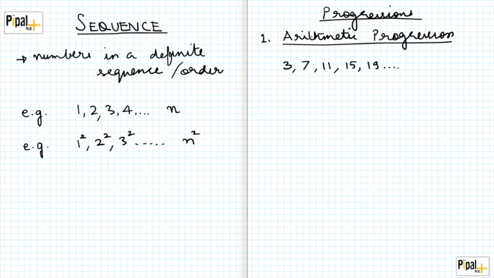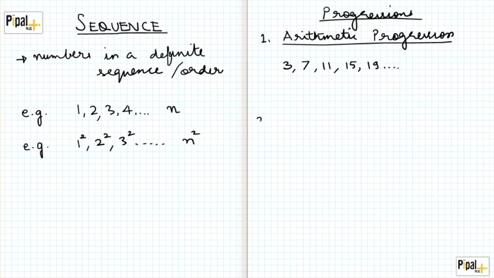So there are various ways in which I can try to describe an arithmetic progression. An arithmetic progression is a sequence of numbers where the second number is the first number plus a constant. The third number is the second number plus the same constant and so on.